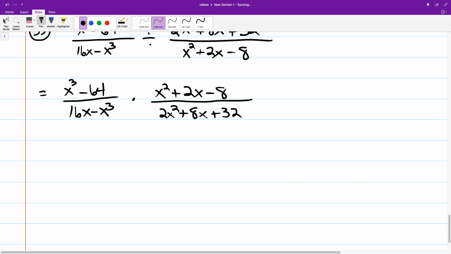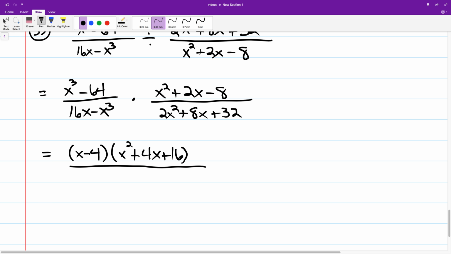Now, taking what we have, we have our x cubed minus 64. If I factor, I'm going to have the quantity of x minus 4 times the quantity of x squared plus 4x plus 16. And now for 16x minus x cubed, the immediate common factor is going to be x. So I have x times the quantity of 16 minus x squared.